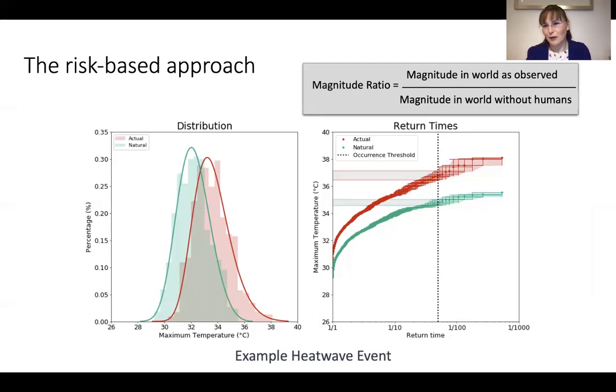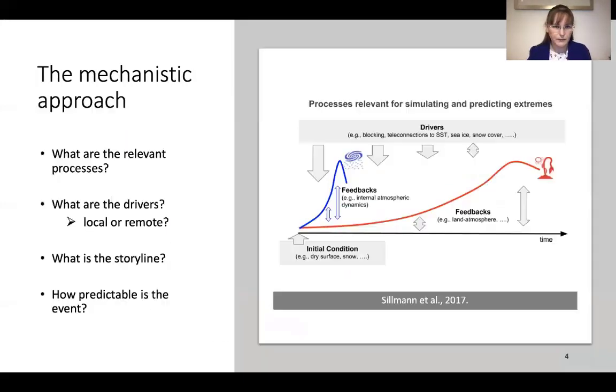So this is the approach, as I said, that we'll be taking in the workshop, working out probability ratios. But we thought it was also useful to consider some of the different types of approaches that we could take to answering these questions.